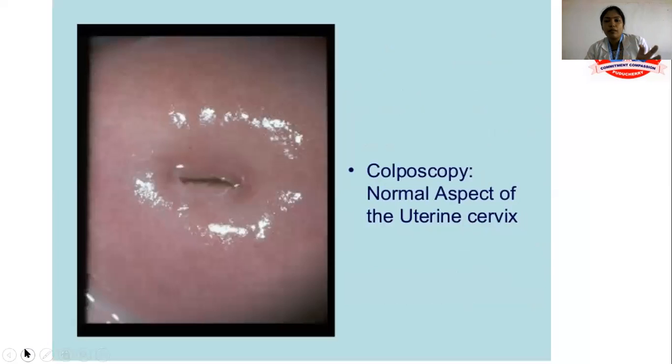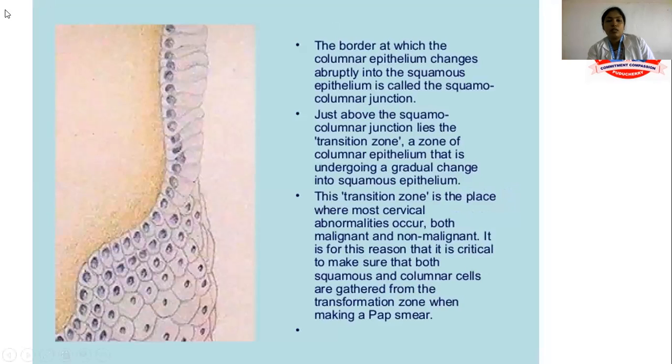So this is the colposcopic view of the normal aspect of the uterine cervix. This is the external os and this is the internal os. The external os is covered by stratified squamous epithelium and the internal os is covered by columnar epithelium. The junction of transition of columnar epithelium to the squamous epithelium is called the squamo-columnar junction. So, look at this picture. The border at which the columnar epithelium changes abruptly into the squamous epithelium is called the squamo-columnar junction.